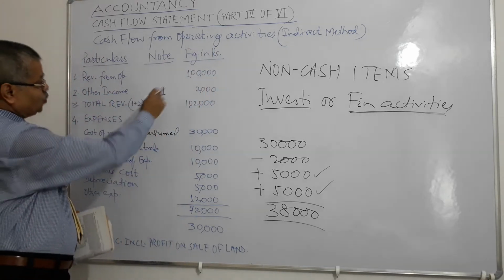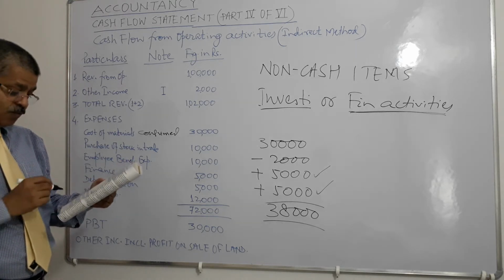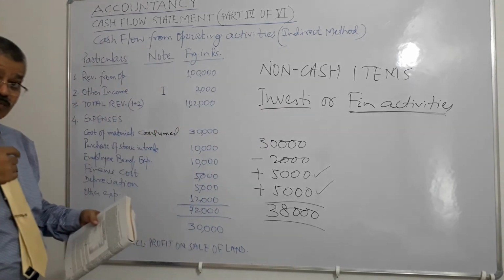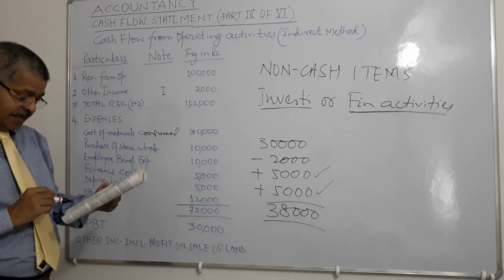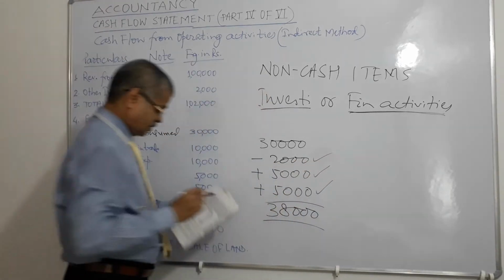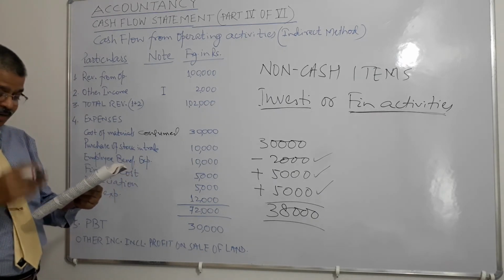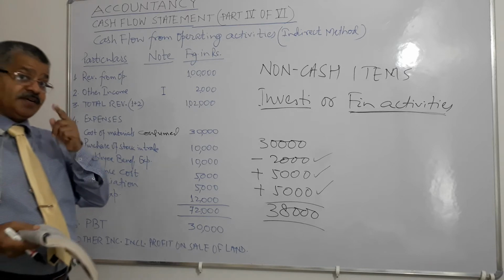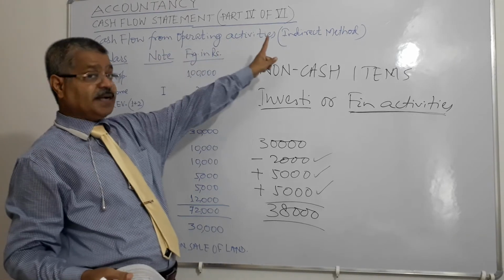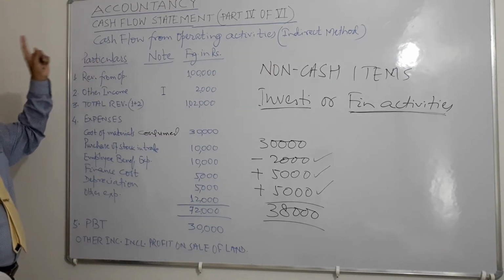Other income 2,000 includes profit on sale of land. It is a cash inflow from investing activity, which we have already discussed. Hence this amount must be deducted. We have deducted it from the amount of net profit while calculating cash flows from operating activities. Here we are calculating cash flow from operating activities through the indirect method, right? So what we have done?